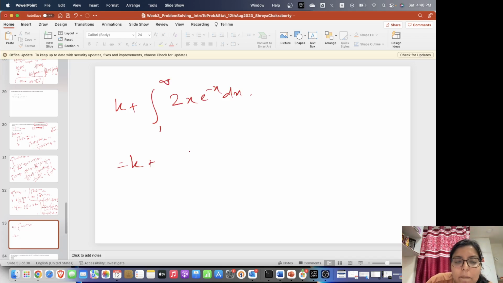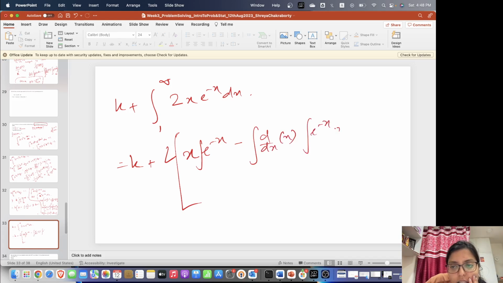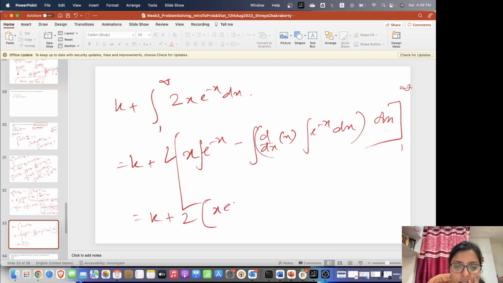So again we have to do k plus, 1 to infinity, we have 2 over here, sorry, this one will be x integration e to the power minus x minus d/dx of x into e to the power minus x dx, again dx, 1 to infinity. This will be k plus 2 x e to the power minus x minus e to the power minus x dx, 1 to infinity.